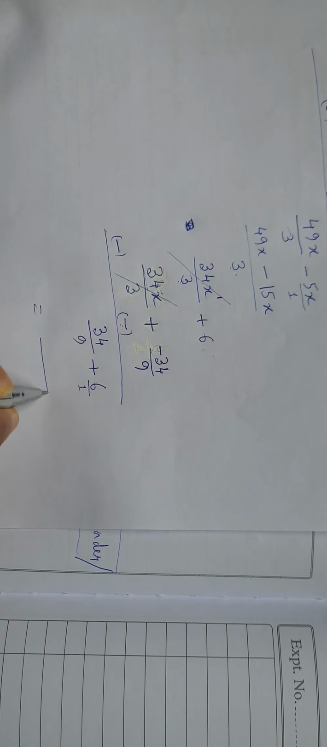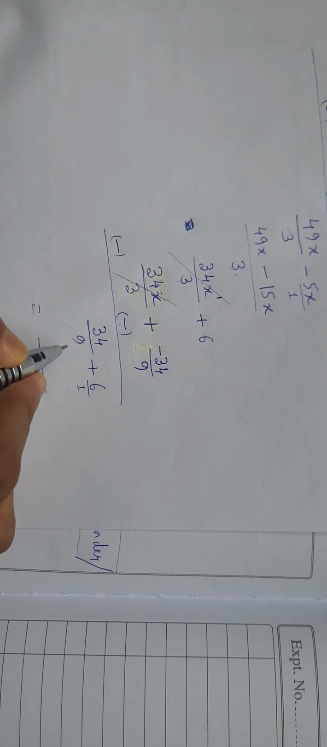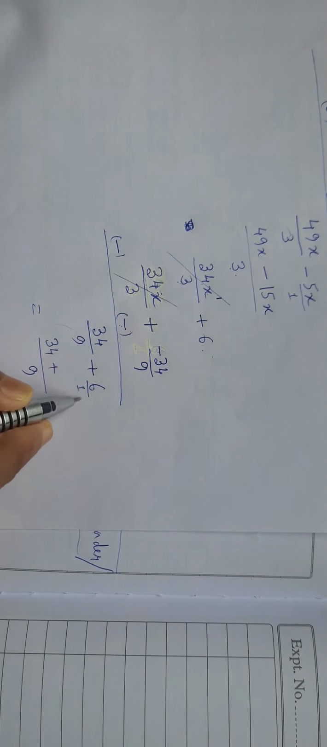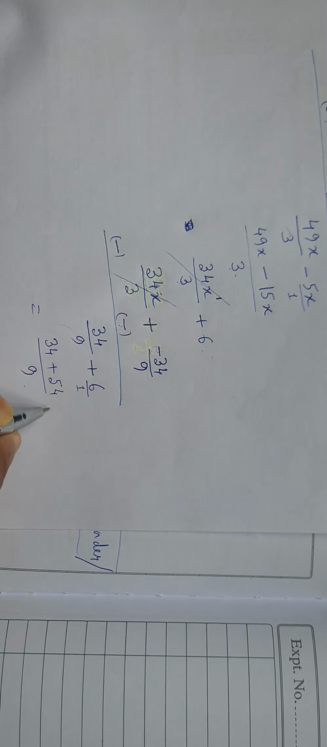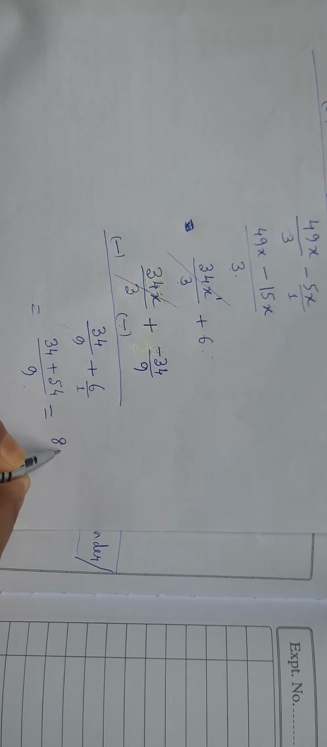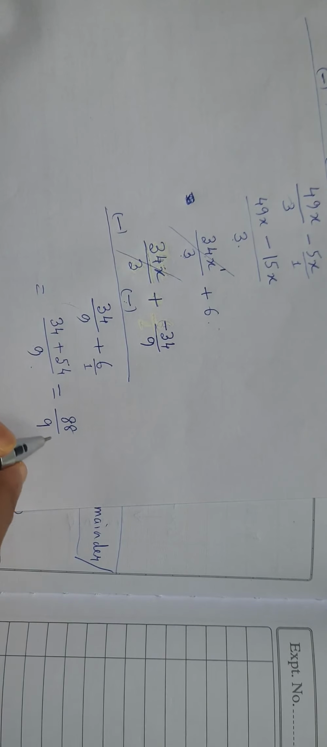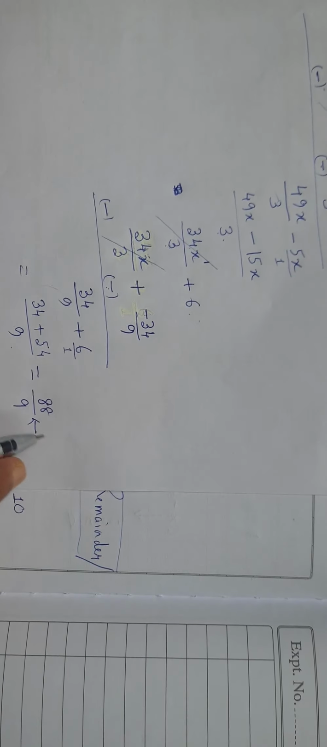So the LCM will be 9. 9 into 1 is 9, and then 1 into 34 is 34. Plus 1 into 9 is 9, that 9 into 6 is 54. So 34 plus 54 is 88 by 9, which is our remainder.